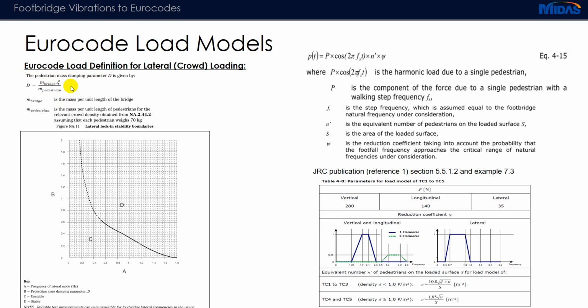So we calculate the mass damping parameter as the ratio of mass per unit length of the bridge multiplied by damping ratio, divided by mass per unit length of pedestrians. Once we obtain this D value, we compare it with this graph, where A is the frequency of the lateral mode and B is the pedestrian damping parameter that we calculated from above. If it falls in this category, C, it's unstable, and if it's D, then stable.